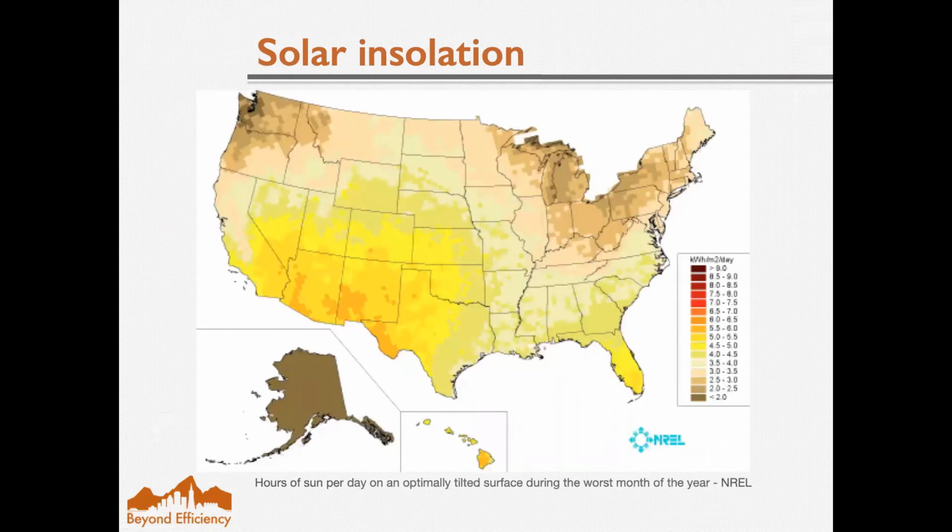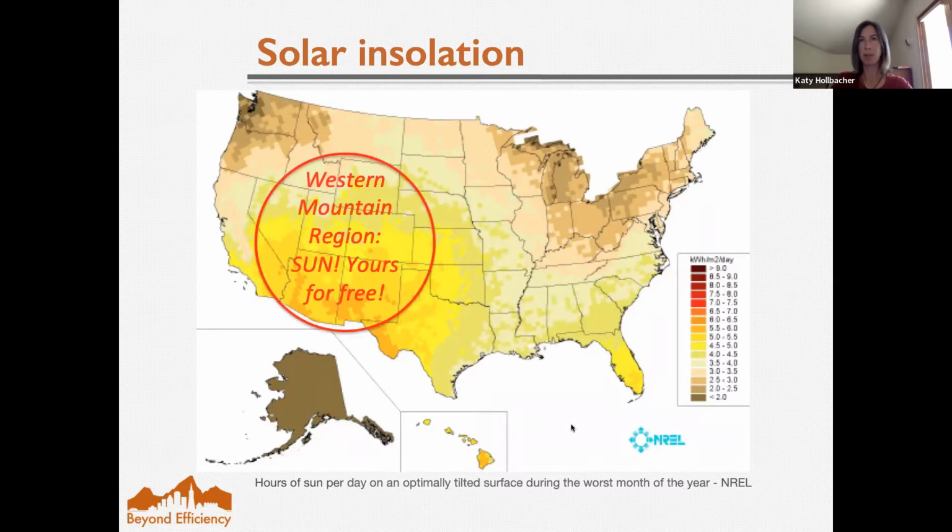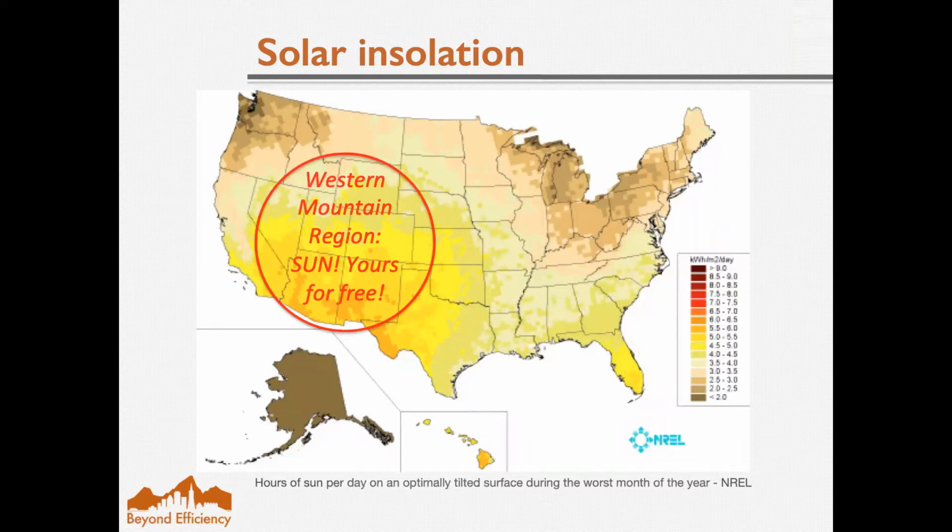This is a map showing the amount of solar insolation that we get in our country. And here's where everyone except in Montana is, Western Mountain region. There's a lot of sun to be had. It can be ours for free if we're thoughtful about integrating it in an appropriate way.